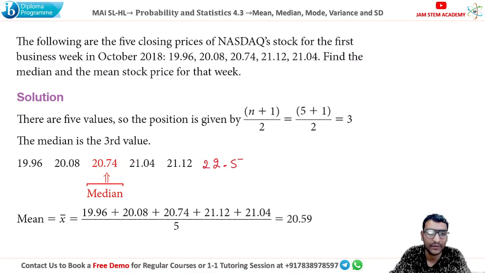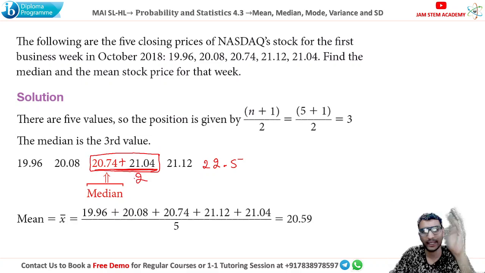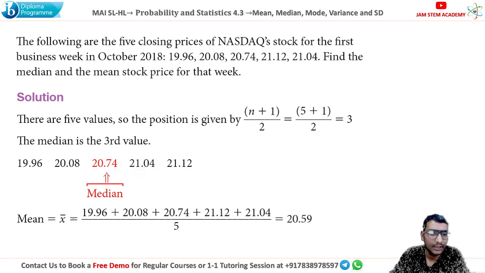Let's say a total of six observations are there. So in that case, for the average of the middle two, you have to add them up and divide by 2. That will be your corresponding median. But in this particular question, we have only 5 data points. Now, mean value. For mean, you have to add up all the data points and divide by the total number of terms, which is 5. That gives us 20.59.